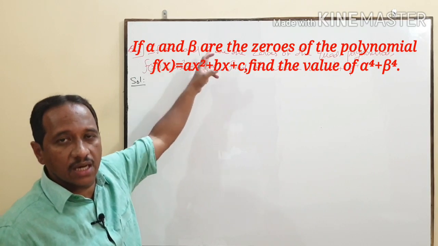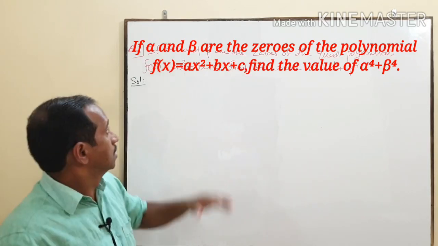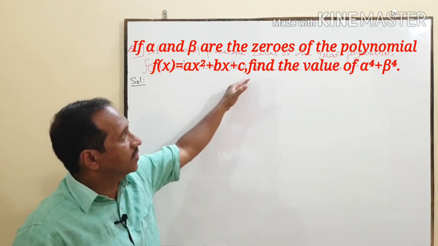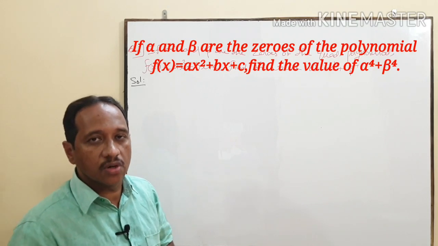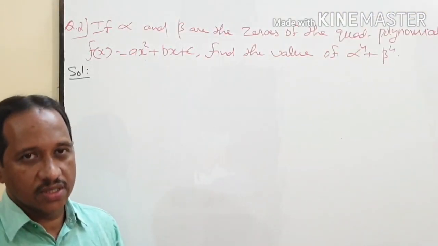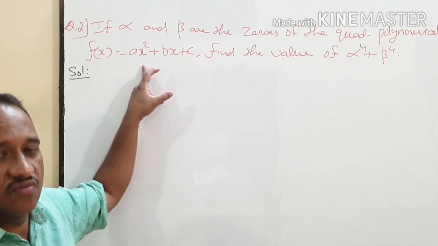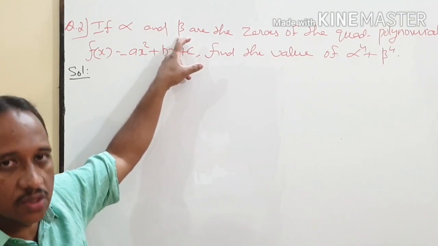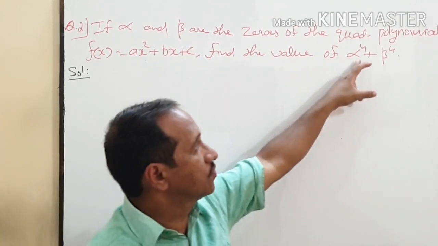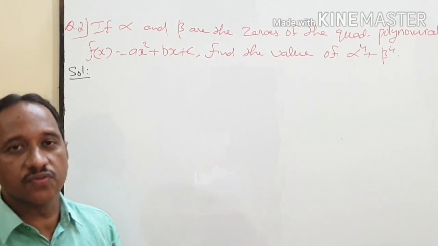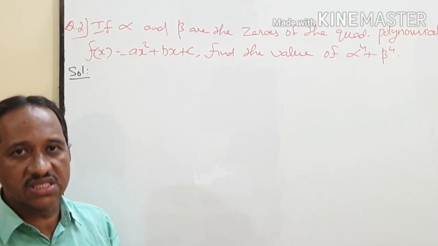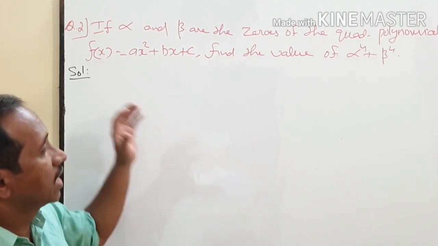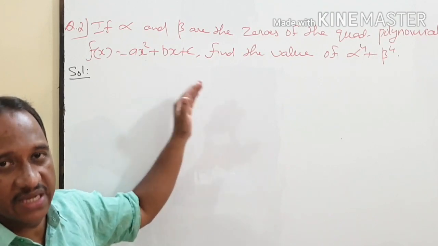Look at the second question. If alpha and beta are the zeros of the quadratic polynomial f of x is equal to ax square plus bx plus c, then find the value of alpha raised to 4 plus beta raised to 4. In this question, you are given a quadratic polynomial which is in the standard form itself, and alpha and beta are the zeros. We have to find the value of alpha raised to 4 plus beta raised to 4. By using the relation between the zeros and the coefficients of a quadratic polynomial, we can write the values of alpha plus beta and alpha beta.